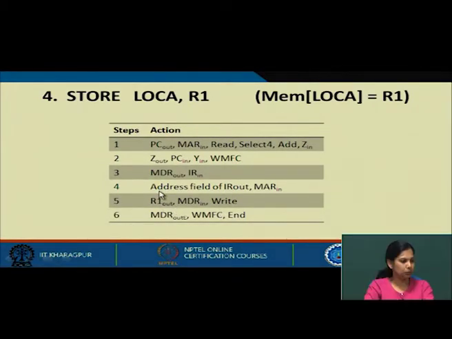So, what we are doing here from step 4: address field of IR out, MAR in, R1 out, MDR in, because the content of R1 needs to be written into LOCA. So, R1 content should be in MDR and we activate the write control signal. And in the next step, we wait for memory function complete. After the memory function complete has arrived, then we can end it.